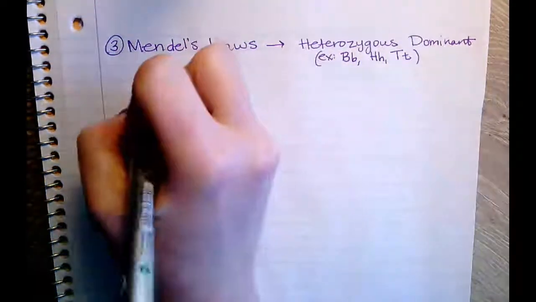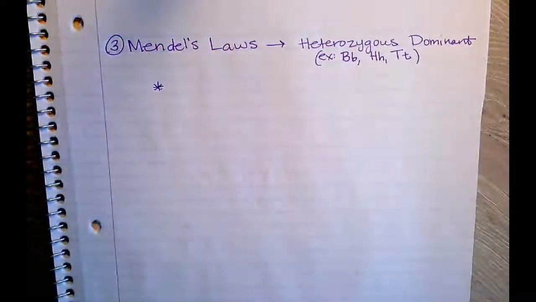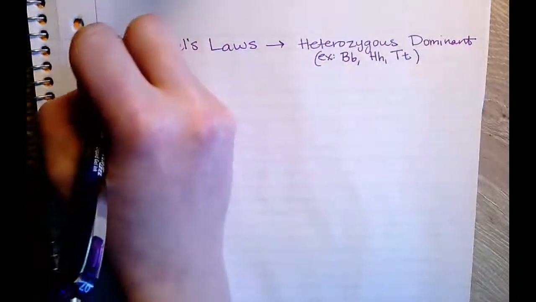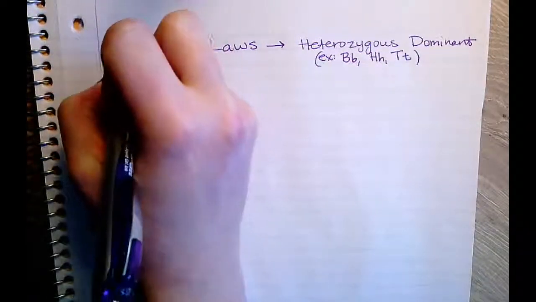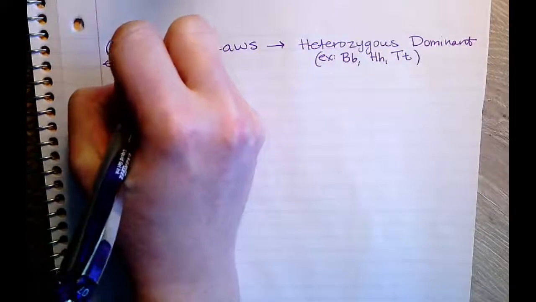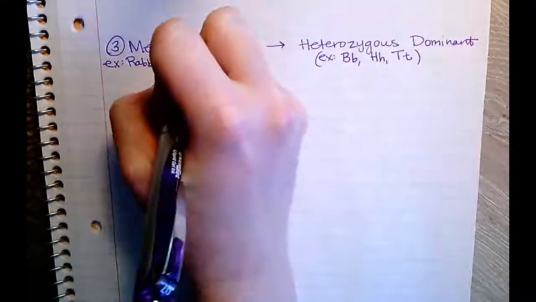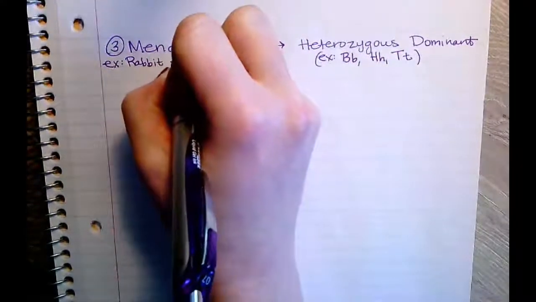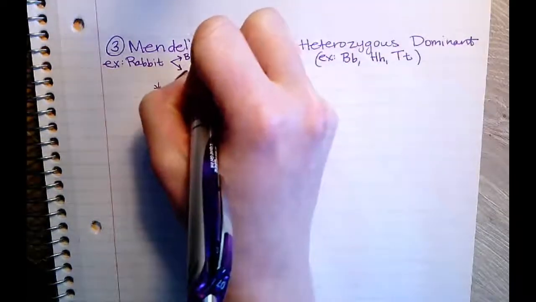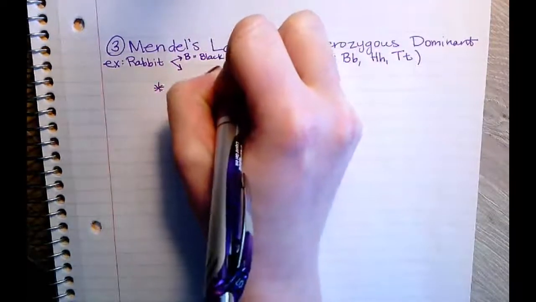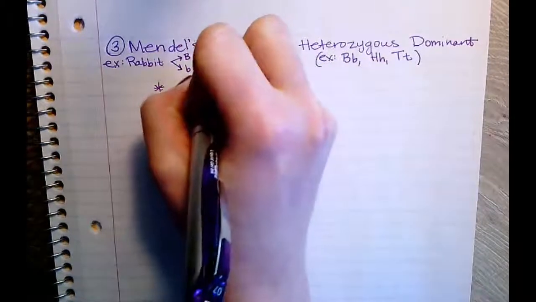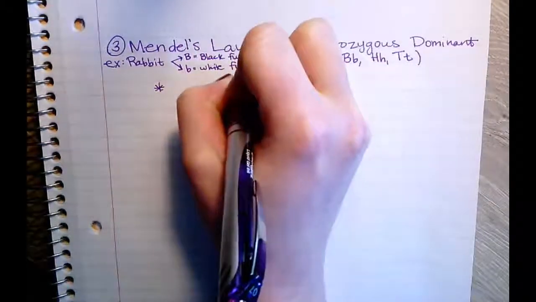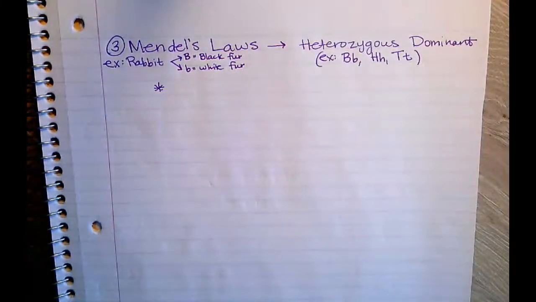There are 3 laws, and these get kind of confusing, so I'm going to try to simplify them as best as possible. We're going to use the example of a rabbit for our first example. We're going to say that the rabbit is getting a big B, which means black fur, or a little b, which means white fur. So a black and a white rabbit are going to mate and produce offspring.